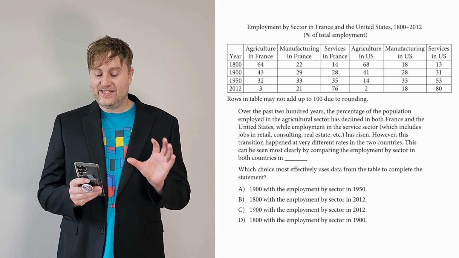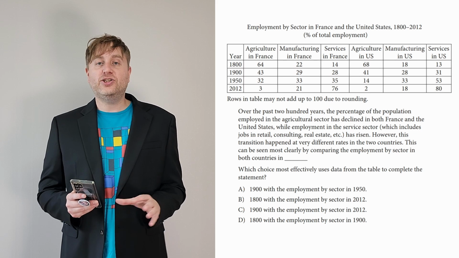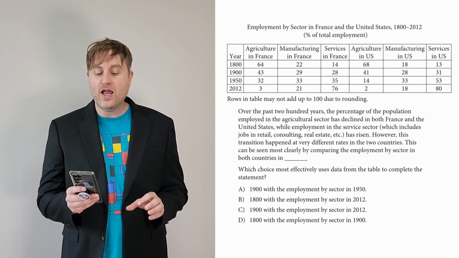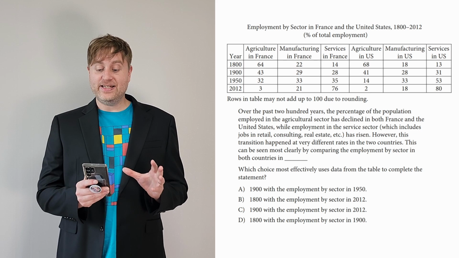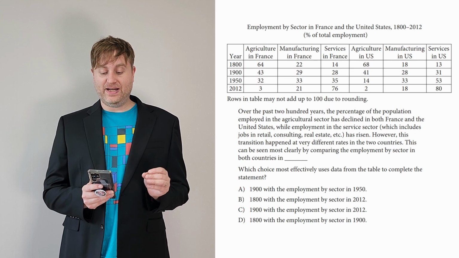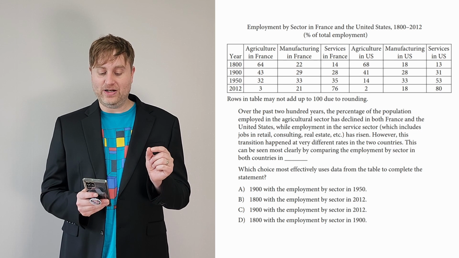Therefore, B does not show that the transition happened at very different rates. In fact, it shows that it happened at similar rates, which means we can eliminate it and move on to answer C. Answer C is asking us to compare employment by sector in both countries between 1900 and 2012.